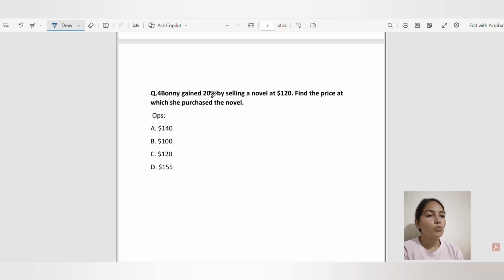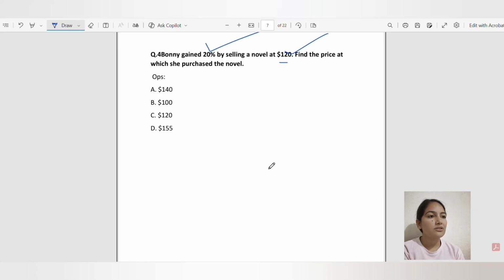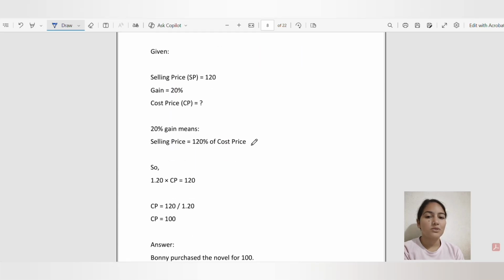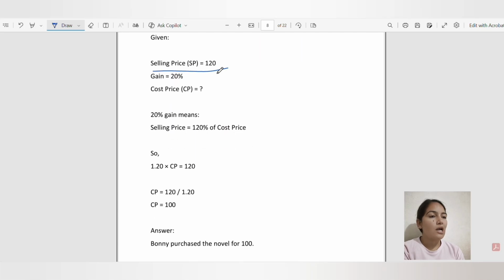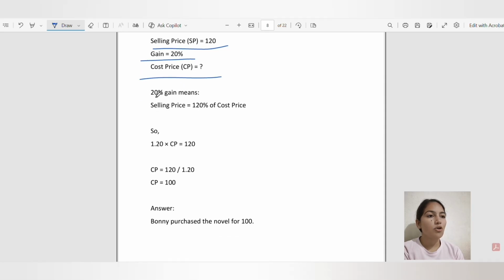Now the fourth question: Bonnie gained 20% by selling a novel at 120. Find the price at which she purchased the novel. We have to find the price, meaning the cost price. We have a selling price of 120 and a gain percentage of 20%, and we have to choose the answer from the given options.